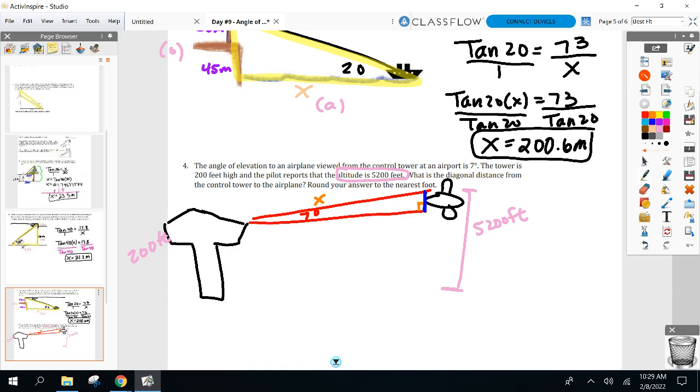Scott? You subtract the 200 from the 5,200. 5,200 minus the control tower. This is going to be 5,000 feet. Excuse me. All right, go ahead. I won't even ask anybody. Figure out what you got. What do you have? Opposite, adjacent, hypotenuse, and which one of the 3 do you need?